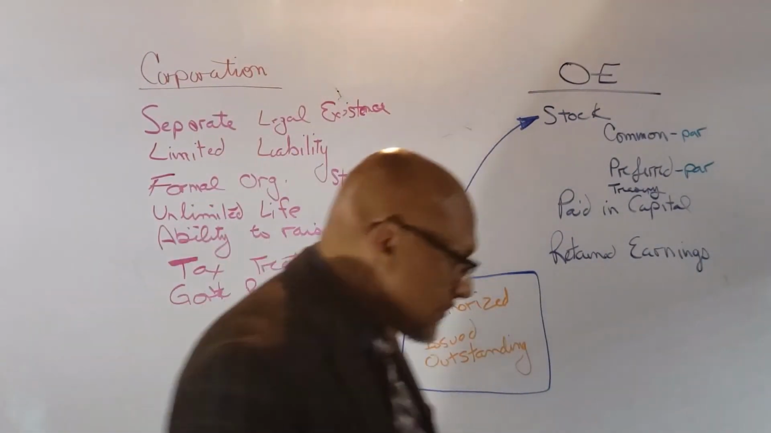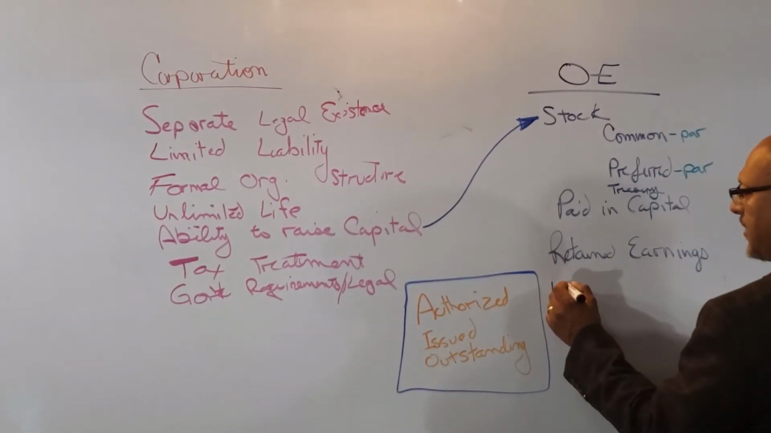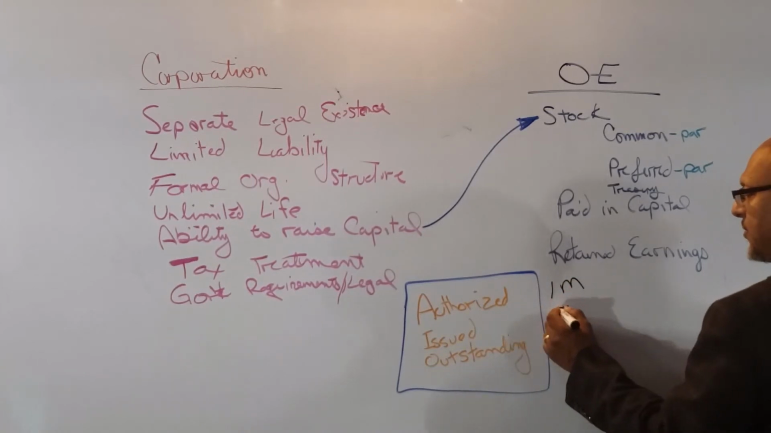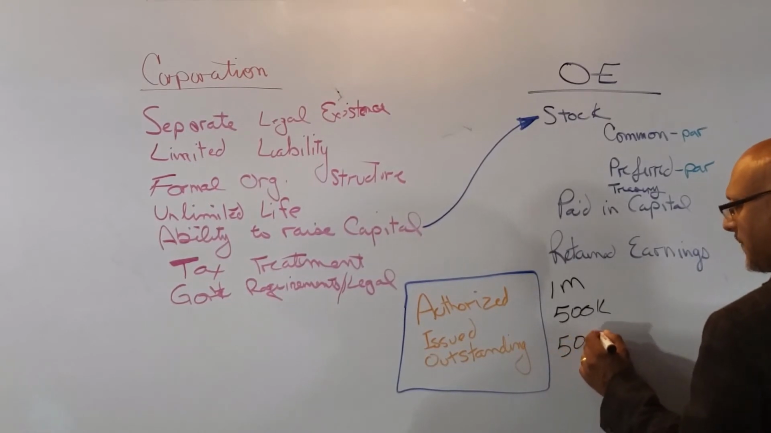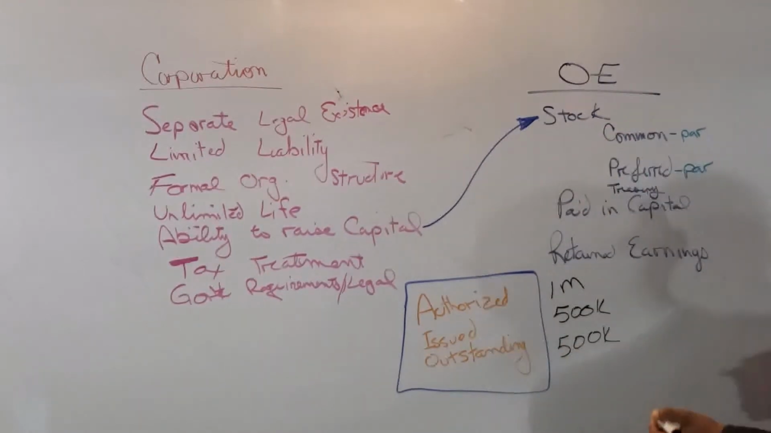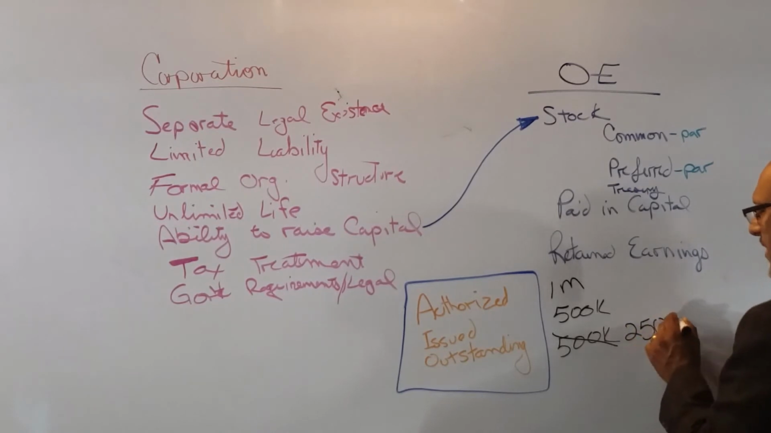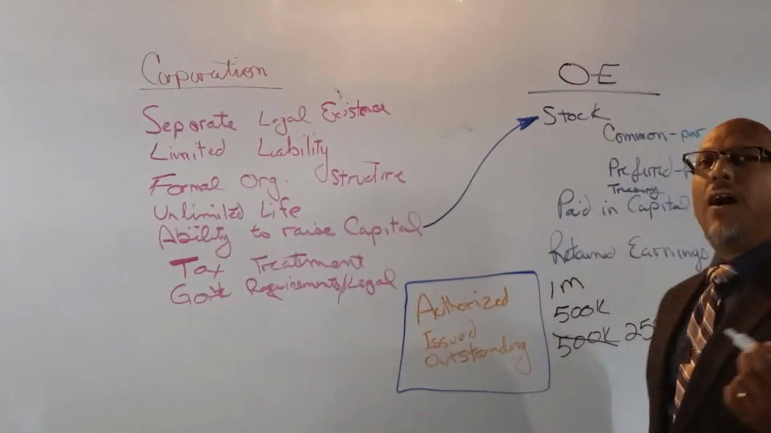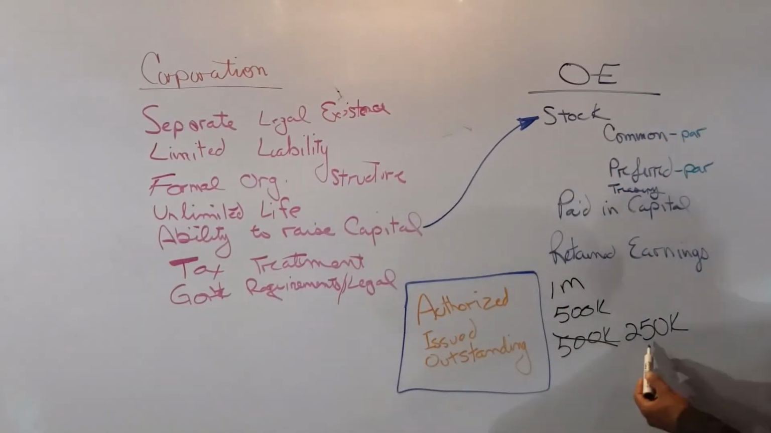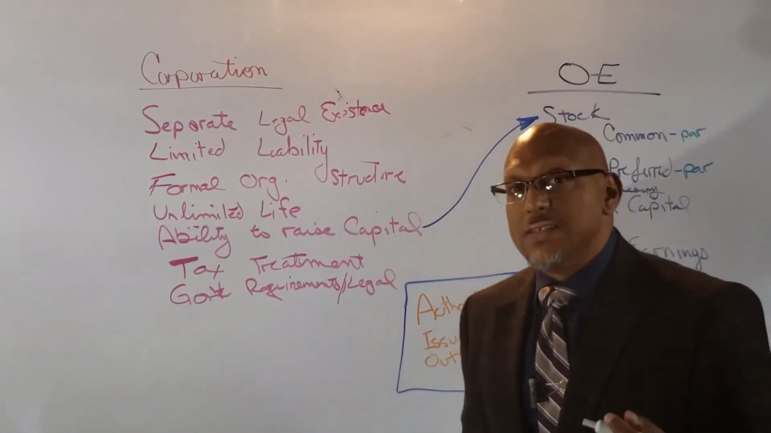For instance, we authorized 1 million shares, but we issued 500,000, and there's 500,000 outstanding. But this corporation decides to buy 250,000 back, which then changes this outstanding to 250,000, because 250,000 of this 500,000 is in the hands of other people. 250,000 shares is in treasury, and that's where we will find it when we reconcile these numbers.